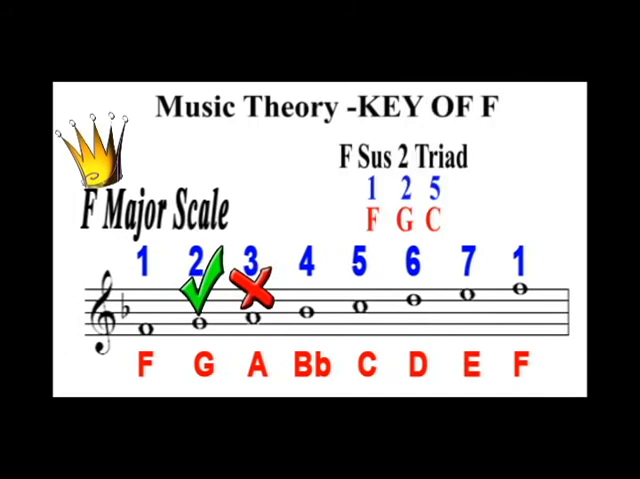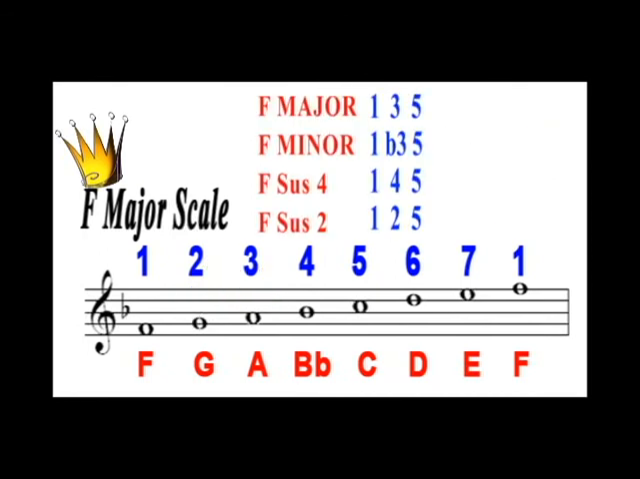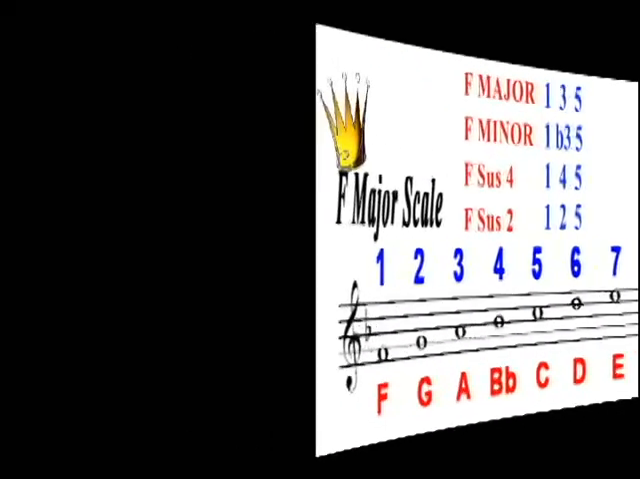Since suspended chords don't contain a third, their sound is often thought of as ambiguous and undefined. Remember, the difference between a major chord and a minor chord is the third. The minor chord has the flat third, the major chord the natural third. A suspended chord contains neither. That's why they're so interesting and ambiguous.